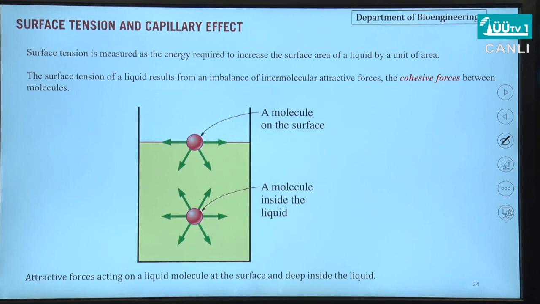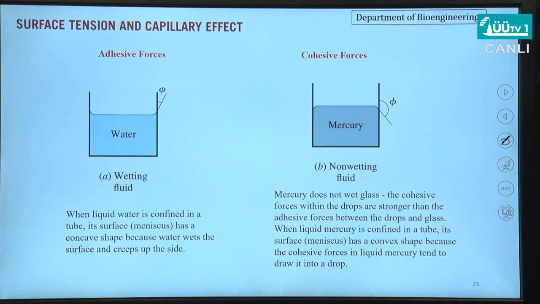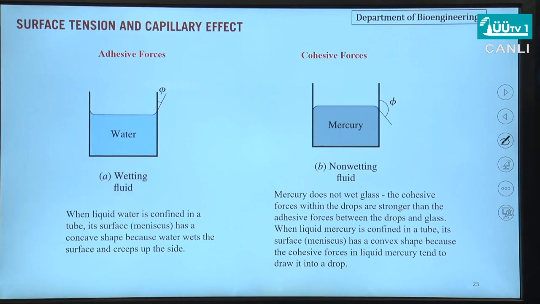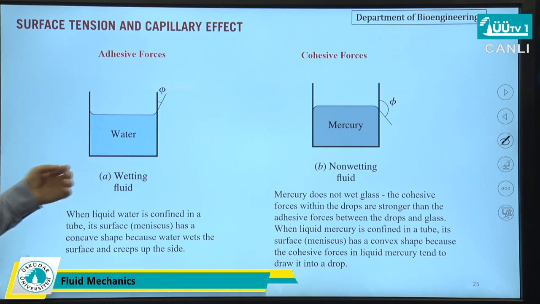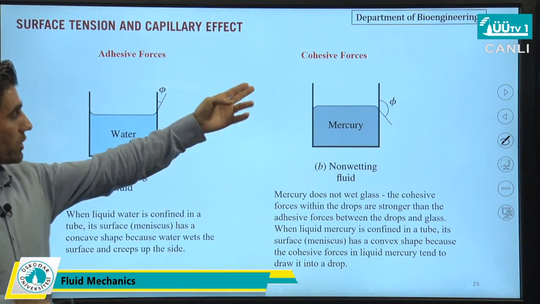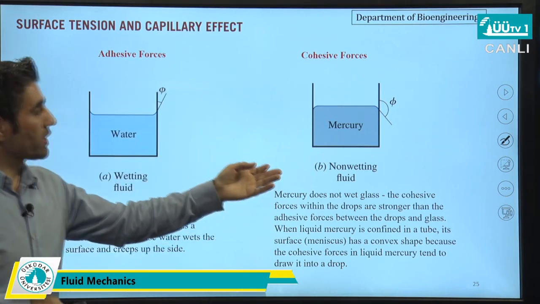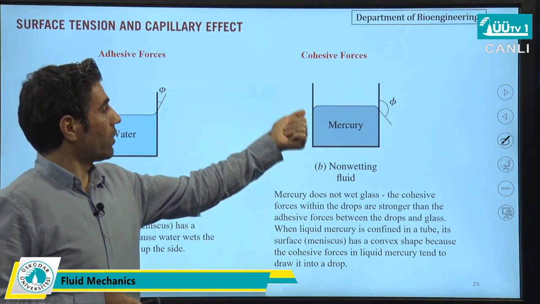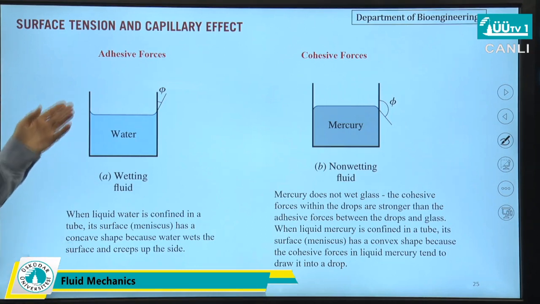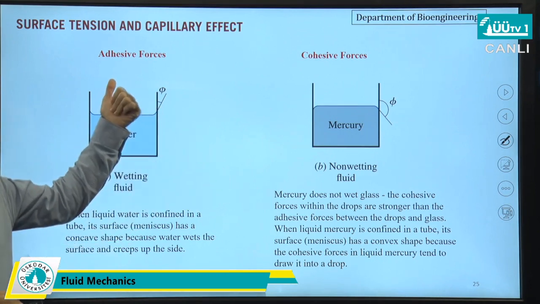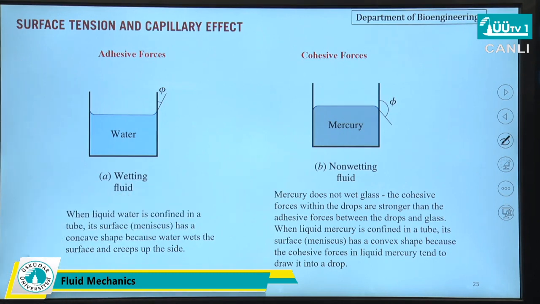There is another force, called adhesion force, okay? This force is acting between the surface of liquid and solid. When adhesive forces are stronger than cohesive forces, molecules of water try to attach to the surface of the solid. However, when cohesive forces are stronger than adhesive forces, as you can see here, molecules of mercury try to stay far from the solid surface. When adhesive forces are stronger, it is called a wetting fluid. When cohesive forces are stronger than adhesive forces, we call that fluid a non-wetting fluid.